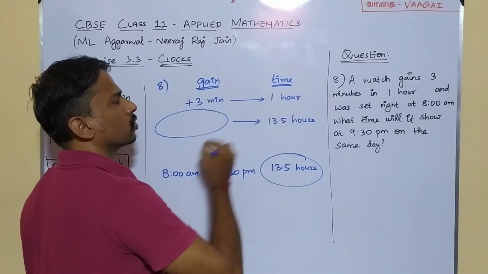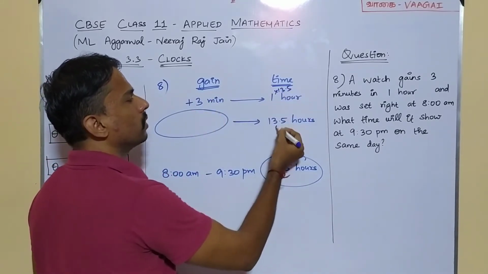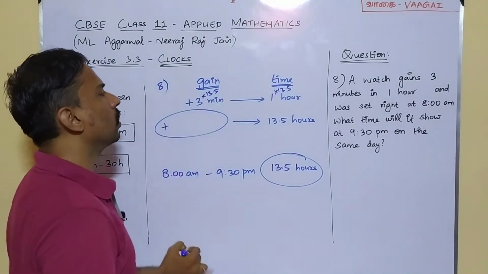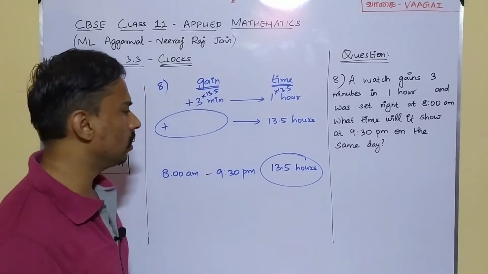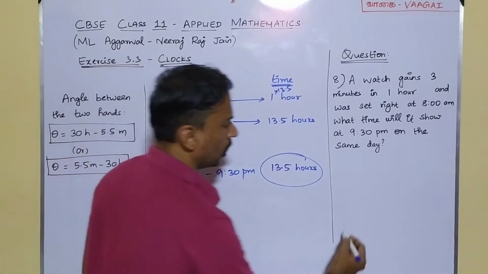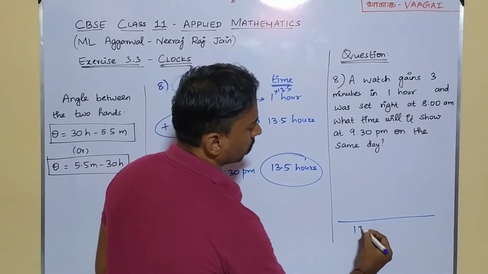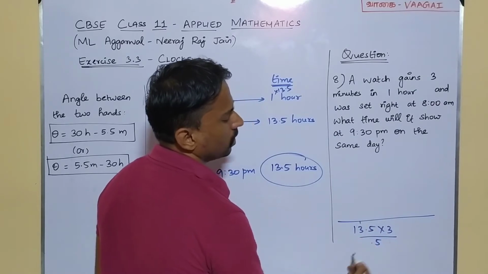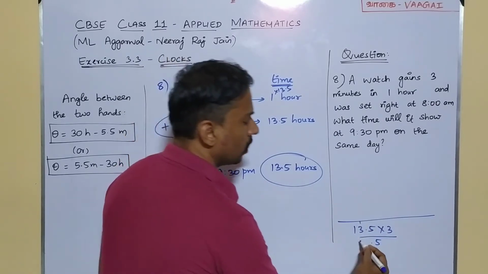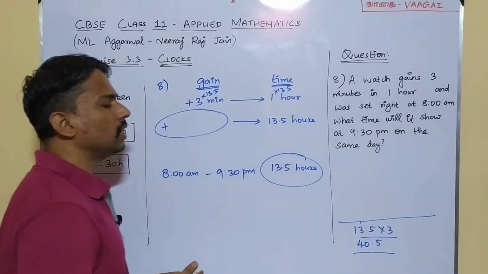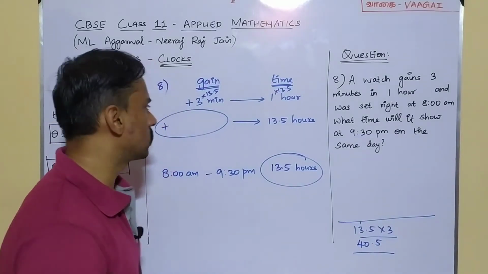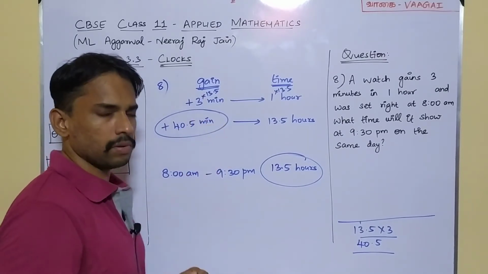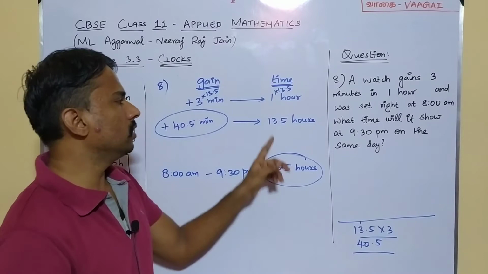So the same I should do here also. 1 into 13.5 will give me this, so 3 into 13.5 I have to do in order to get this. Anyway, it is going to be gaining only. So 3 into 13.5, shall we calculate it separately? I have some space here, so I will calculate 13.5 into 3. This will give me 0.5 and 1 is a carry. So 3 into 13 will be 39 and plus 1 will give you 40. So 40.5. That means it will be gaining 40.5 minutes. This is the time the clock is going to gain in these 13.5 hours.